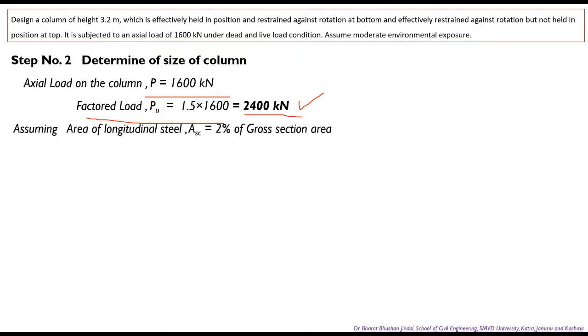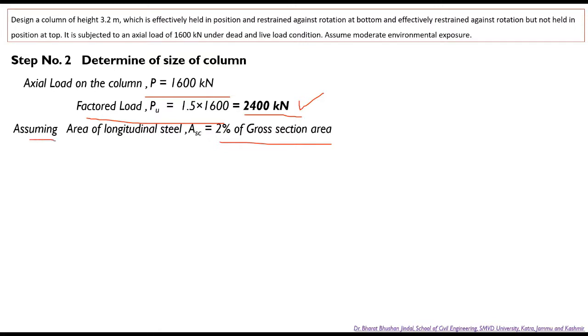Selecting the dimensions or the size of the column: here, no information is available regarding the area of the steel which we have to design. So initially, without any data available, we can assume any value of area of steel, which should be as per the conditions mentioned in IS 456. That means it should be more than the minimum area of steel which we can provide, as well as lesser than the maximum area of steel which is recommended in IS 456.